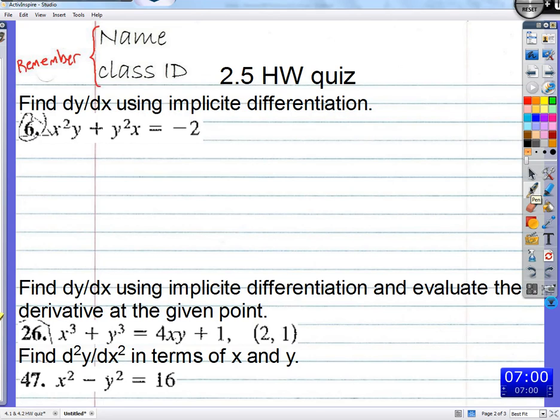So first of all, what is this word implicit? It's not all about. It's implied. What's implied? Why? What's implied about what? Function of x. Exactly. Perfect. Beautiful.